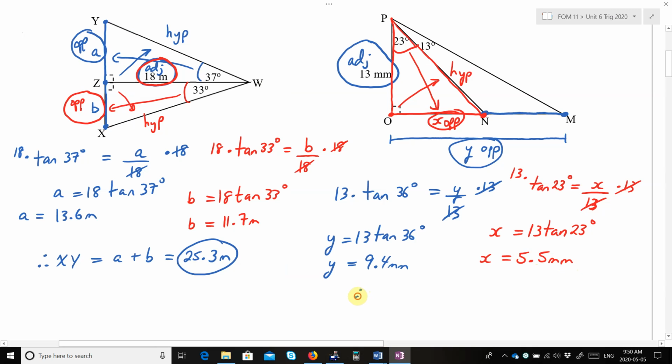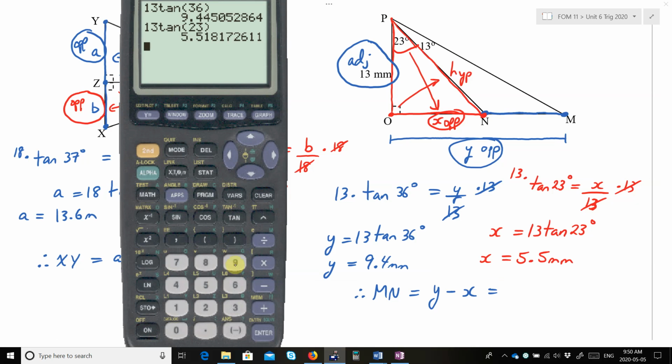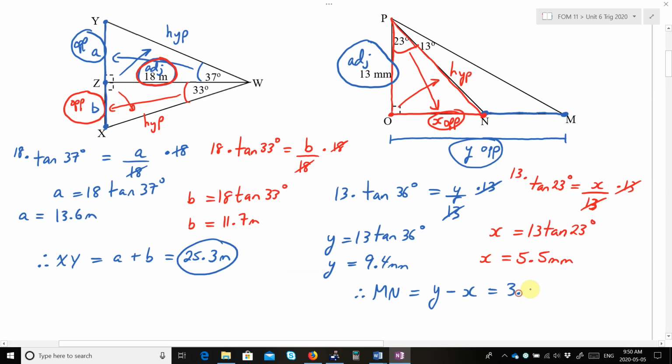Okay, and then we can say, therefore, the length MN is going to be equal to Y minus X. The whole Y length, take away the X, will leave the MN piece. If you go Y minus X, it would be 9.4 minus 5.5, and we get 3.9 millimeters. And that too is consistent with the answer key.